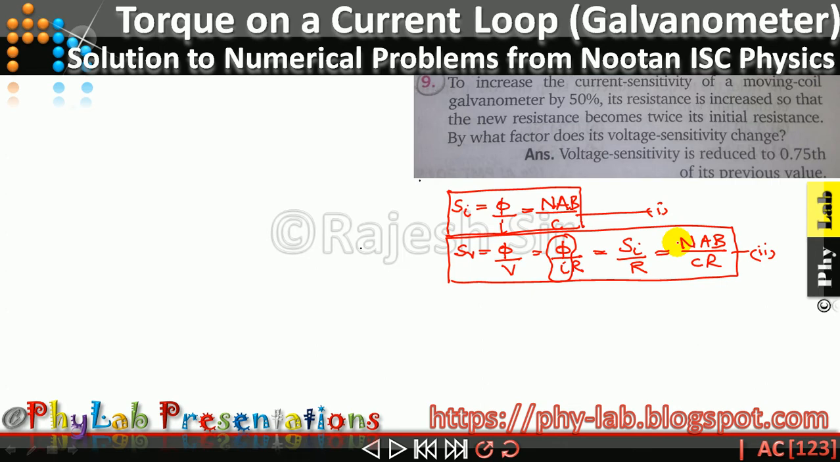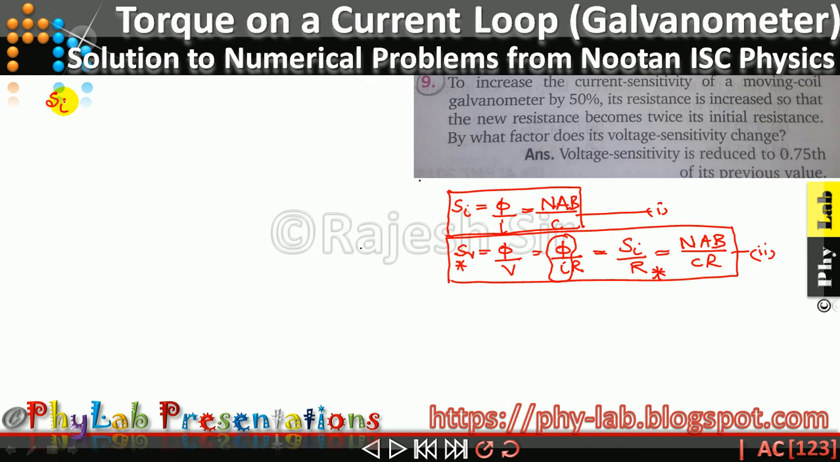Now the question says: to increase the current sensitivity of a moving coil galvanometer by 50%, its resistance has been increased so that the new resistance becomes twice the initial resistance. By what factor does its voltage sensitivity change? Students, it's basically relating the voltage sensitivity with the current sensitivity of the galvanometer. So let's try to solve this numerical problem.